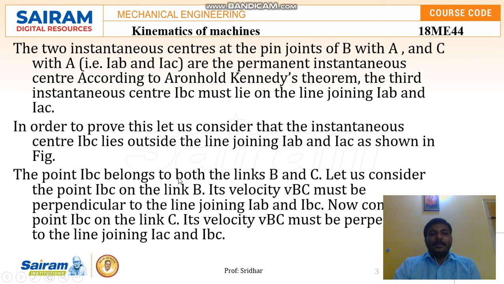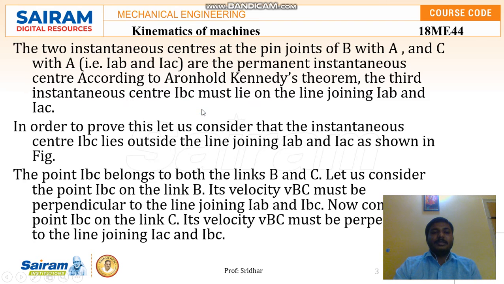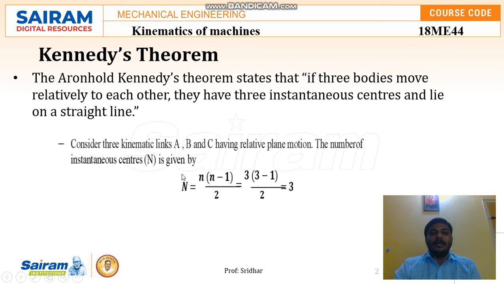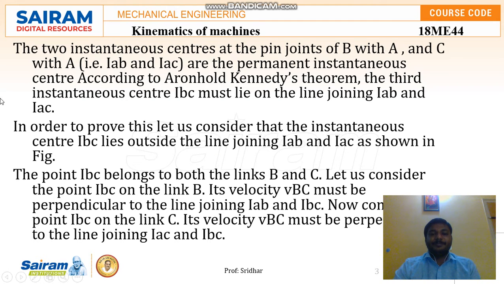Now the point IBC belongs to both links B and C. What is this IBC? It belongs to both B and C, which we can see as the vector BC, belonging to both the links. Now its velocity VBC must be perpendicular to the line joining IAB and IBC. We can see IAB and IBC.